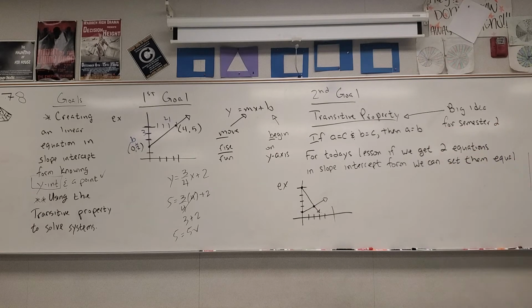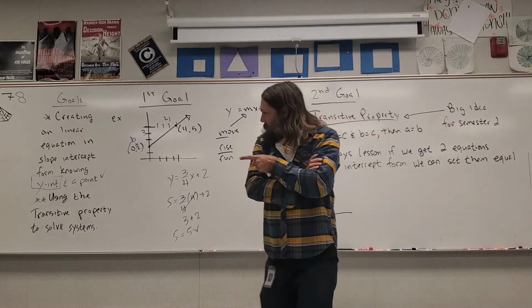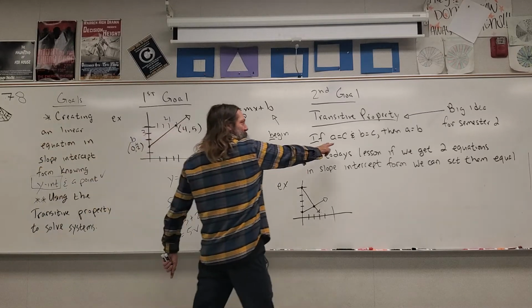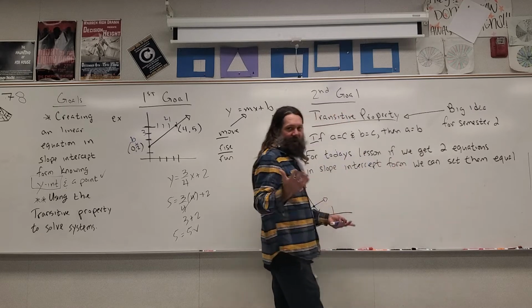All right, so for today's lesson, if we get two equations in slope-intercept form, we can set them equal. This is saying this, and it might not be apparent yet, but let me work through this example and then you'll see that if two things are equal to a third, then those two things themselves must be equal.